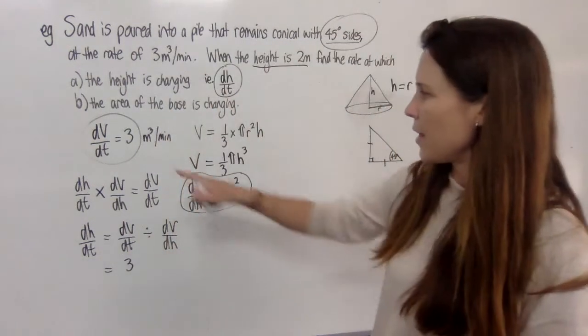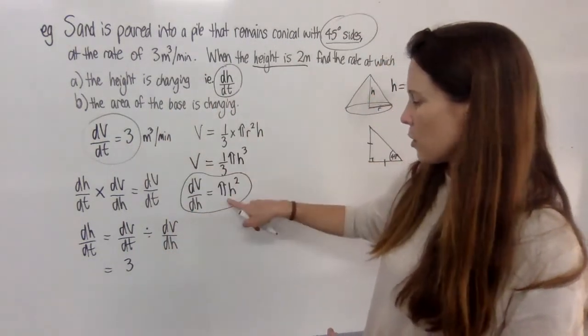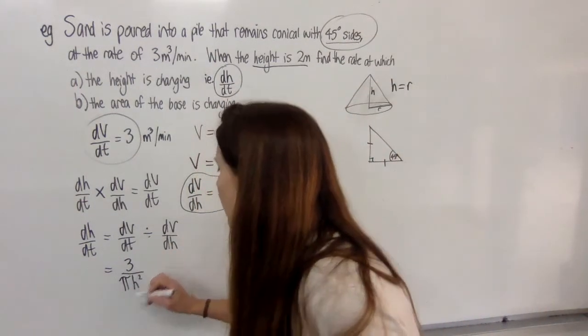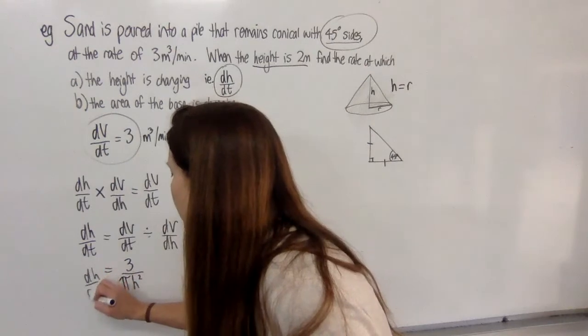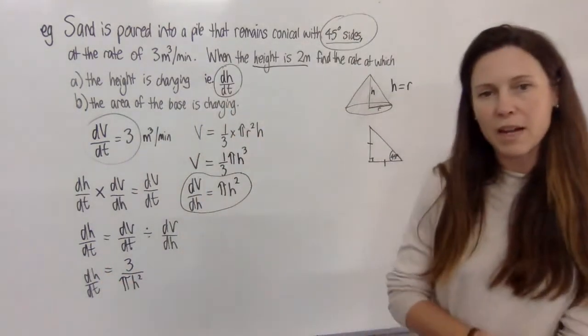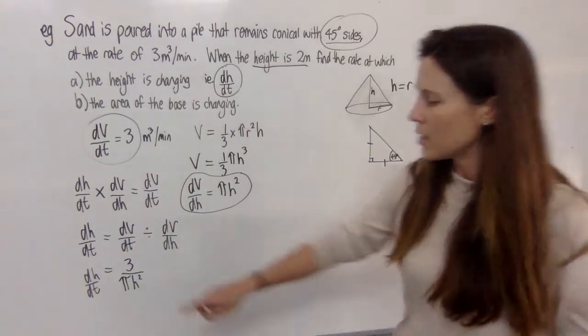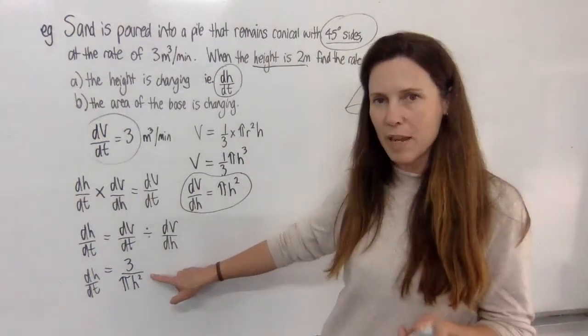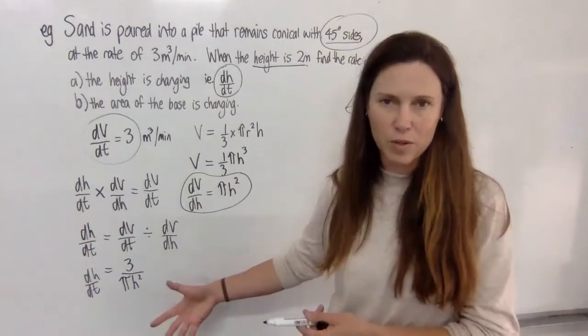And I need to divide that by dV/dh, which is this. I can write it as a fraction if I want to: pi h squared. So now I've gone ahead and found a neat little formula for how the height is changing over time in terms of h. So you can see this is just a little recipe that tells me how the height is changing for any height that I want to investigate.